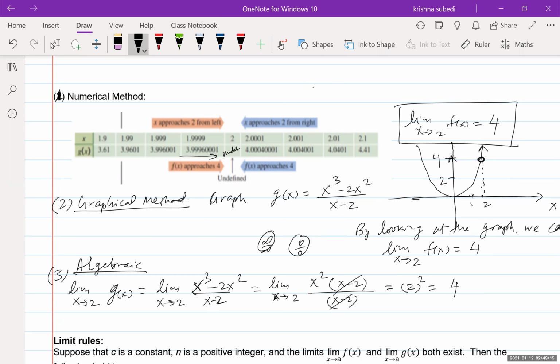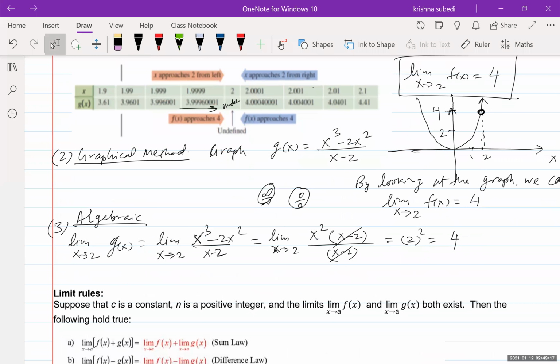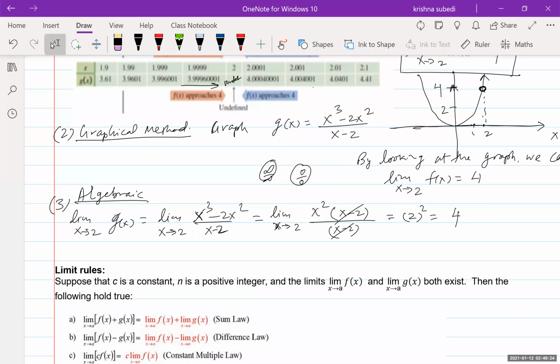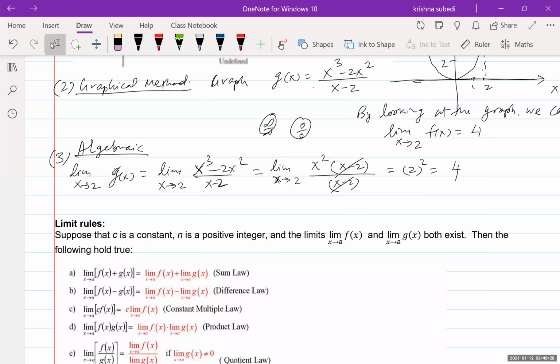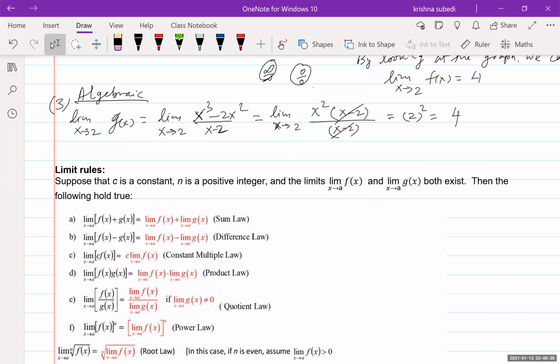Now, as you said, still you like algebraic method more than others, right? So your mind has not changed yet. You still like algebraic. So from now onwards, I'll be using algebraic method. And sometimes maybe graphical method or numerical method just for fun here and there, but most of the time I'll be using algebraic method, all right? Now, before we evaluate the limits, we need to know some limit rules.